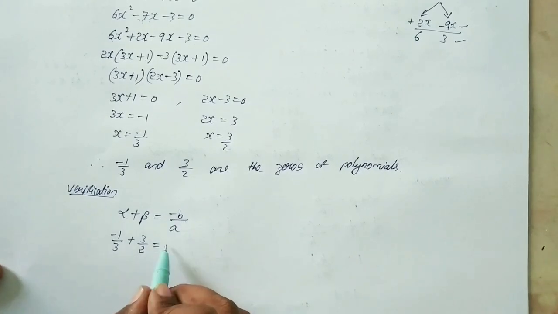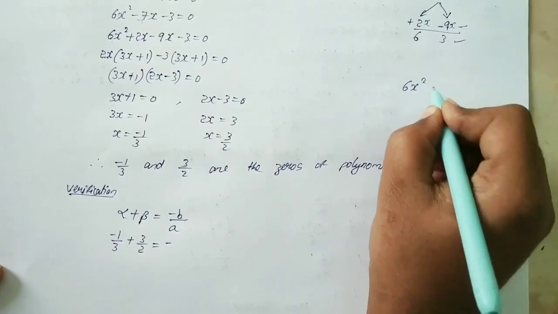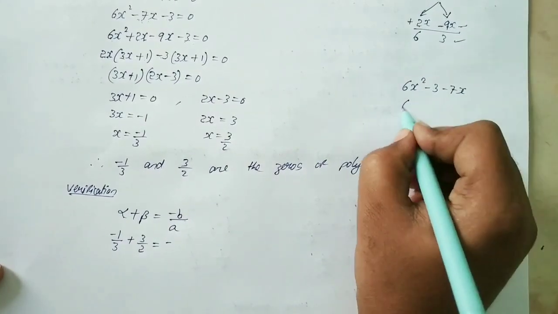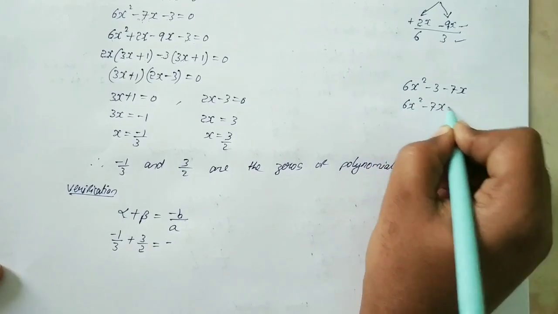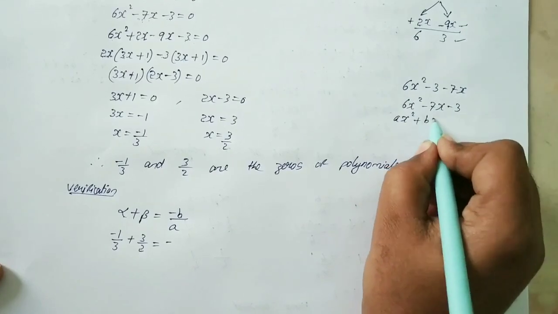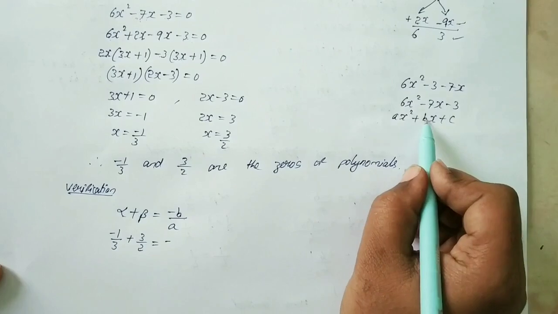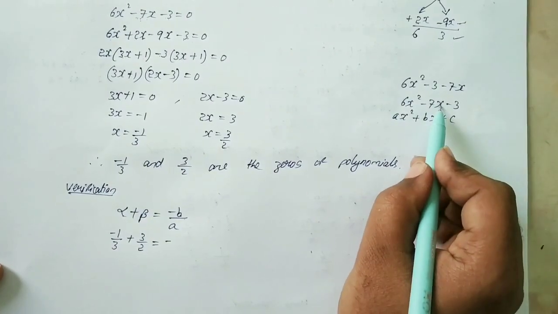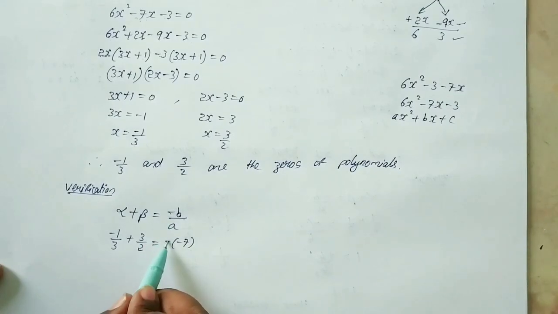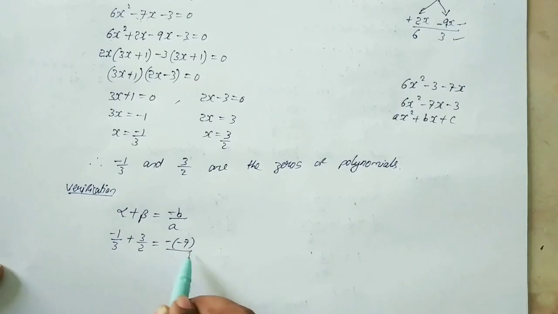minus b by a. So I'll write minus here, b, right? So what is the polynomial they have given? 6x square minus 3 minus 7x. So if we rearrange this one, it will become 6x square minus 7x minus 3, right? Compare this one with the standard form, ax square plus bx plus c. So I should write the value of b here, right? What is b? b means it is the coefficient of x. So what is the coefficient of x they have given? Minus 7. So here already minus is there, so we have to write one more minus. So I have applied bracket, nothing but into.